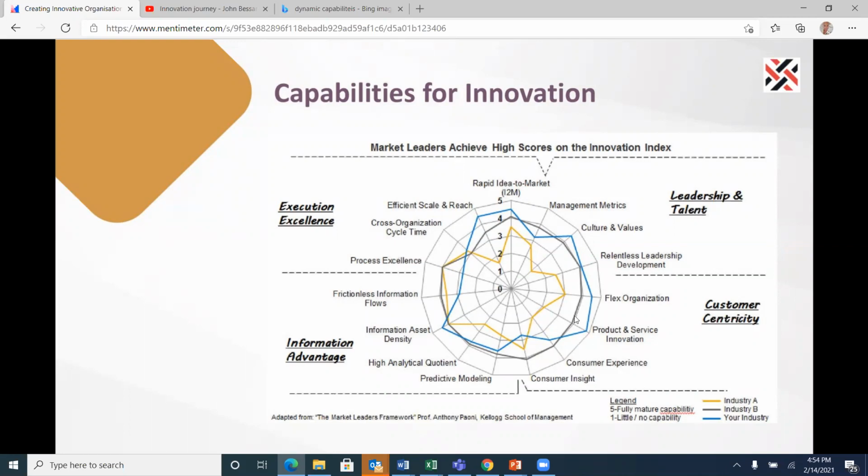So overall, it's kind of showing that this company is maybe very technology driven, because the consumer experience and this scaling are really their weaknesses. Let's take another one, maybe this blue organization, and you can see what is there. We have the culture, values are quite high, rapid idea to market, efficient scale and reach, product and service innovations, these are strong. Maybe consumer insights are lower, and process excellence and so forth. It draws a very different picture.